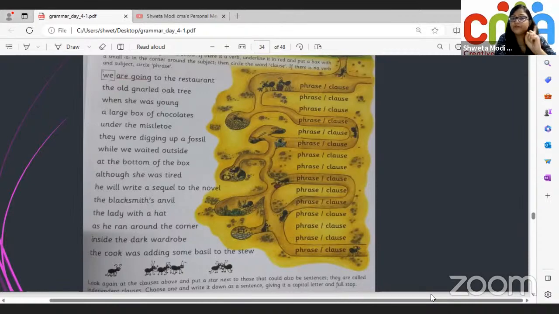You have to share. We are going to the restaurant is a clause because we is the subject and are going is the verb. So when you have subject and verb both, then it is a clause. But जब आप बोलते हो the old gnarled oak tree, तो यहाँ पे सिर्फ subject है, कोई verb नहीं है, so that is a phrase. Quickly do this and I'll come back after 2 minutes. I want everyone to share in the group.